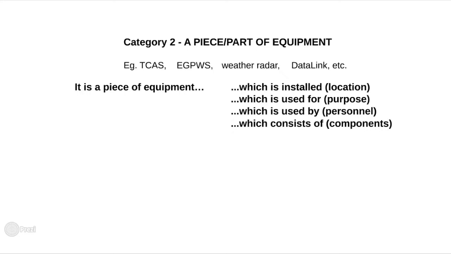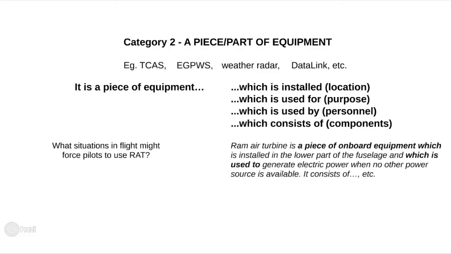Let's say you hear a question like, what situations in flight might force pilots to use ram air turbine? Well, ram air turbine is a piece of onboard equipment which is installed in the low part of the fuselage and which is used to generate electric power when no other power source is available. It consists of, and so on.